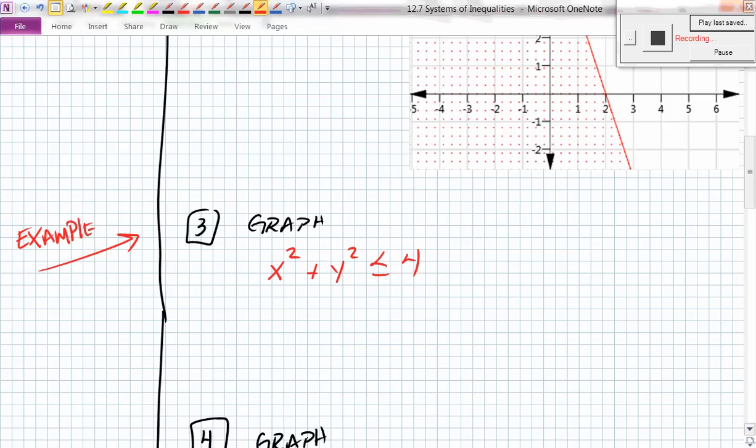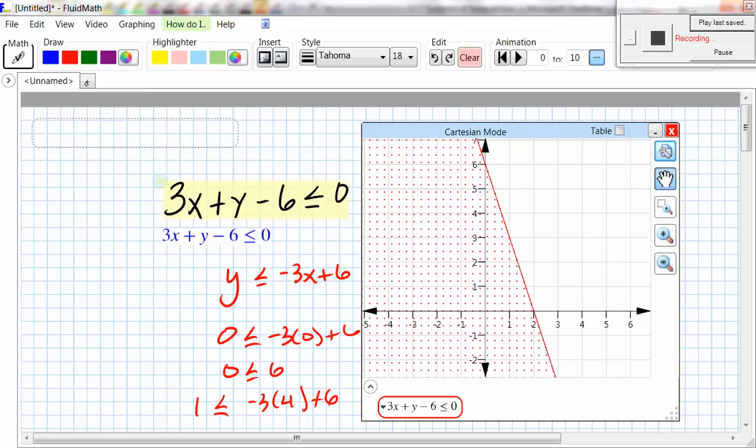So I got x squared plus y squared is less than or equal to 4. All right, what is this the conic section of? An ellipse, you think so? What's the value of A? 1. What's the value of B? 1. Are they the same? So therefore, this is a circle with a radius of what? 2. There you go. Circle with a radius of 2.